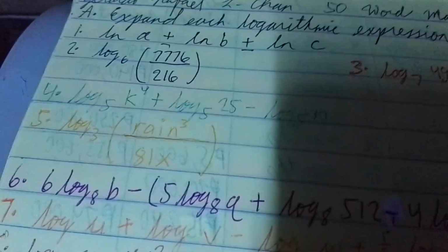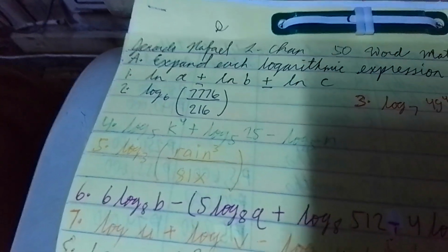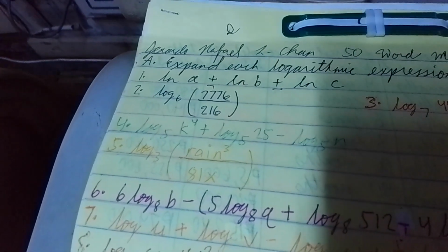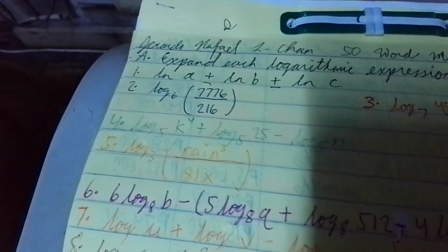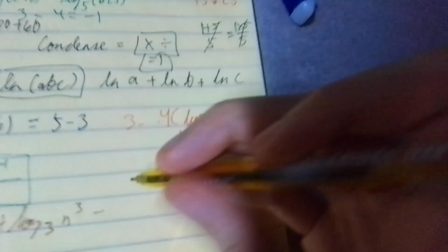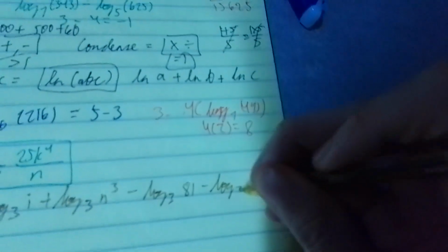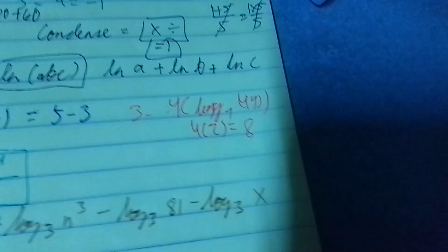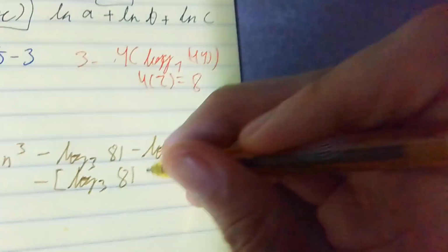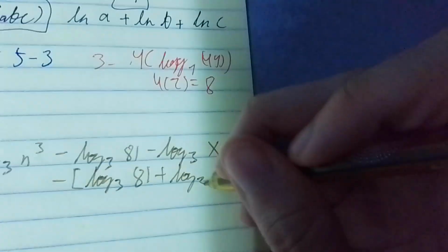Can you guess what's next? Log base 3 of I. You're correct. Because remember the I is on top. What else? Is there more? Log base 3 of n cubed. Very good. Is there more? Check. Yeah, we still have 81x.